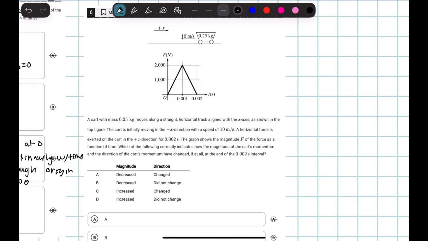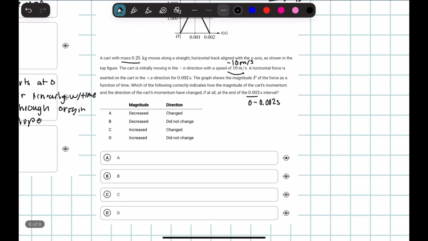So we have the mass and the initial velocity. We're going to say that's negative 10 meters per second, since that's the positive x direction. The force is applied in the positive x direction. And the force versus time graph is going to be a triangle. Your time interval is going to be from 0 to 0.02 seconds. So we're asked, did the momentum change and also the direction?